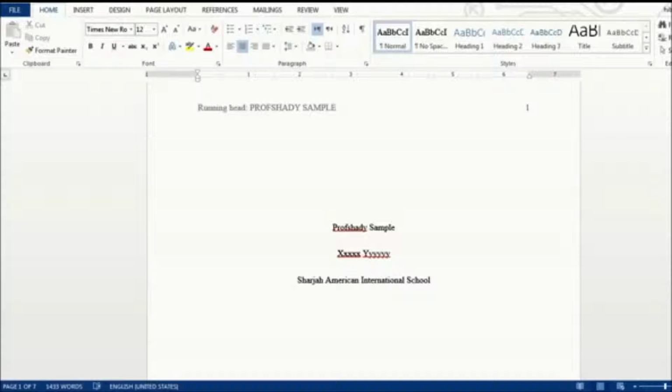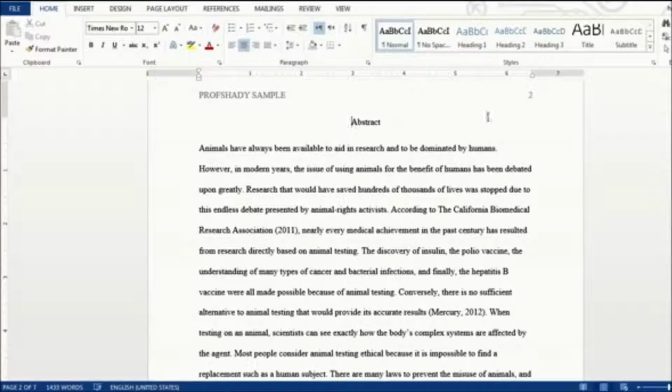So the first page should be the cover page. Page two should be an abstract, and you should start it by writing abstract. Also in Times New Roman font 12, no bold, no italic or anything. And then the paragraph should start from the left directly, it shouldn't be indented. So this abstract should be from 150 to 250 words. It should be a concise summary of the key points in the research.